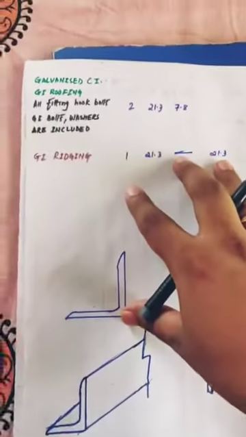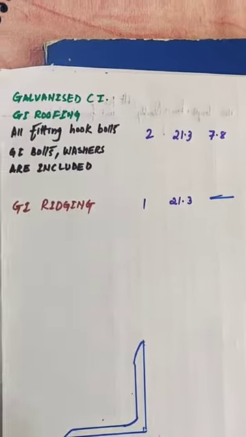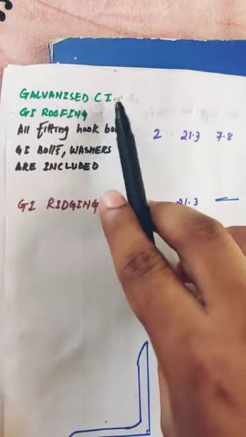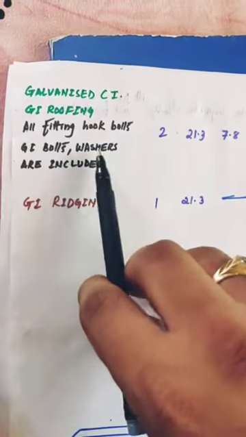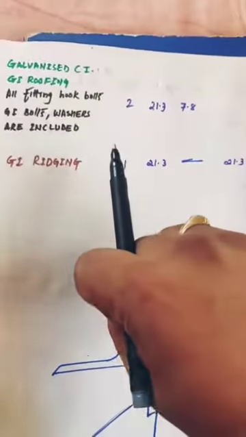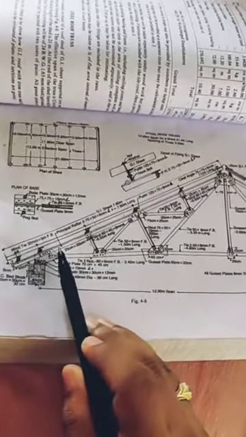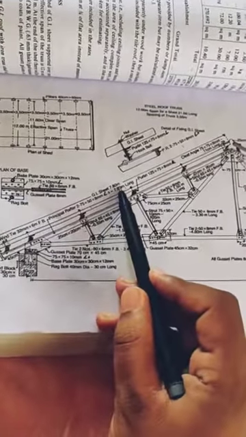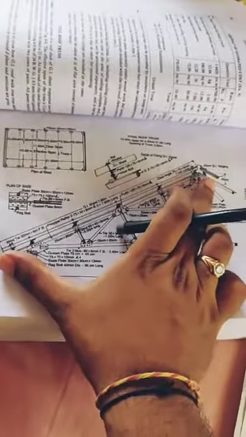Now next left out is the sheeting, GI sheets. So galvanized corrugated iron, GI roofing. All fittings, hooks, bolts, GI bolts, washers are included. So how many sheets are there? I will show you the figure now. So have a look. This is one GI sheet. It is mentioned here as GI sheet. It is 7.8 meter inclined length. So this length is provided at this part. So this is one sheet, this is one sheet.